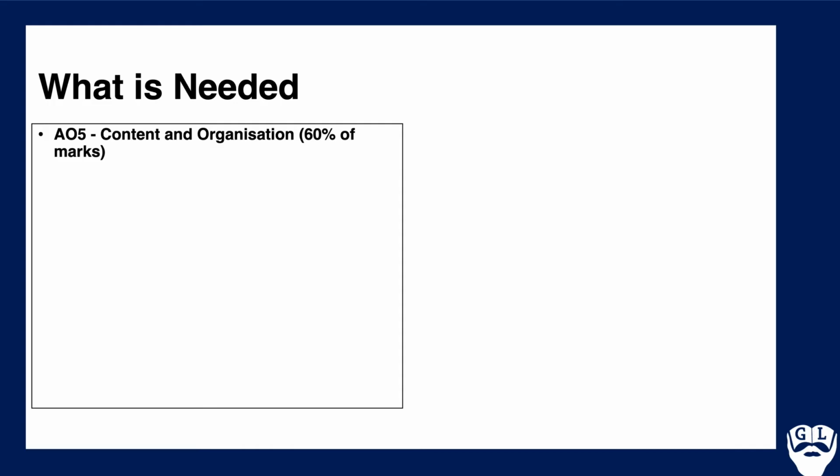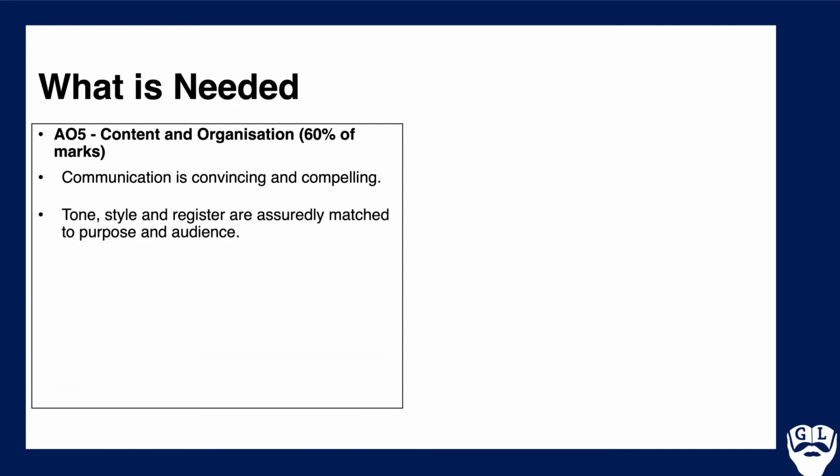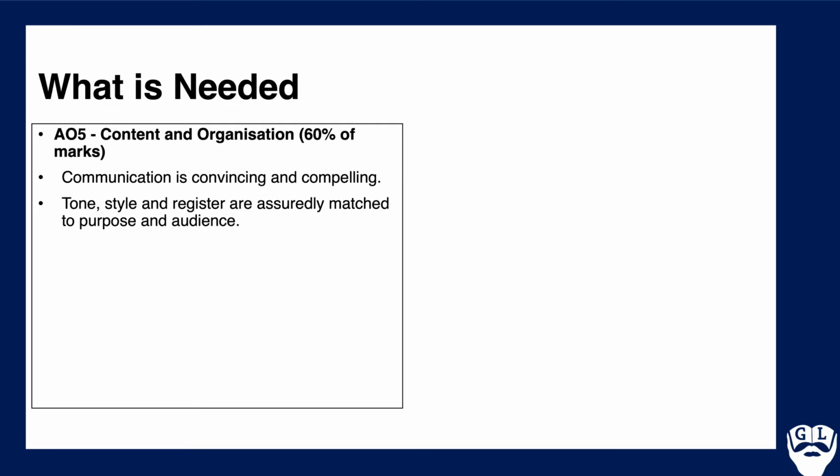AO5, content and organisation, as I mentioned before, includes the idea that communication at the top level is convincing and compelling, that I'm reading a strong opinion that is strongly expressed, but in a very articulate manner. In addition, the tone, the style and the register are assuredly matched, so it feels mature if it's for a formal audience. It has those elements of slang or colloquialisms if it is for a younger audience.